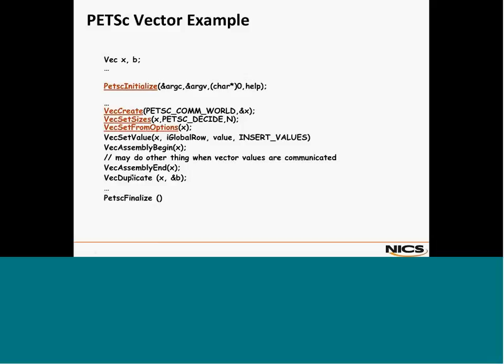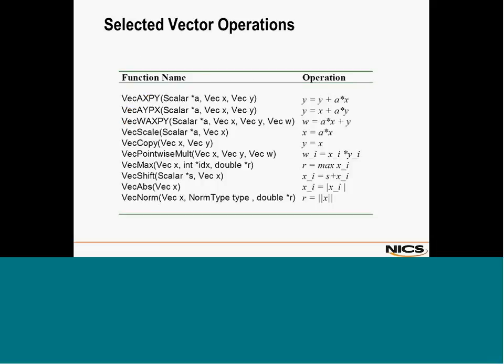And here is also an example where you can duplicate vector X to get vector B. Vector operations in PETSc: you can do AXPY, for example, and AYPX, and also things like vector scale, copy, and get the norm, very similar to the BLAS interface.